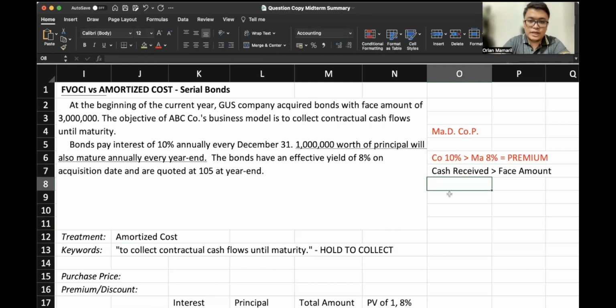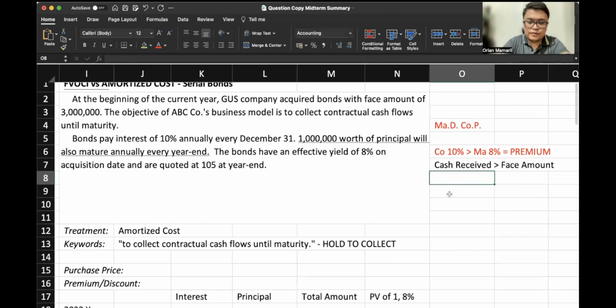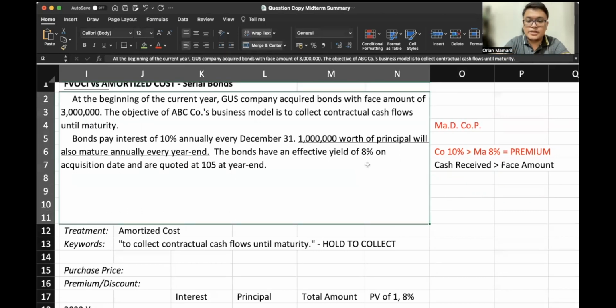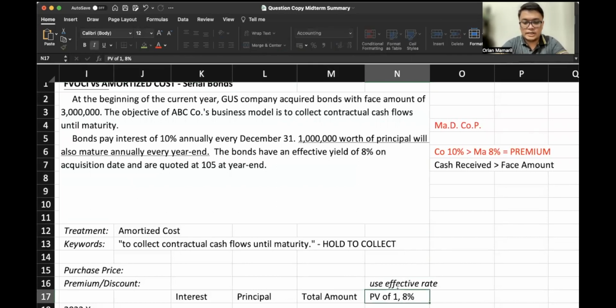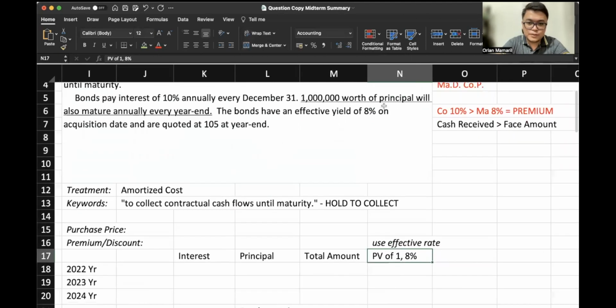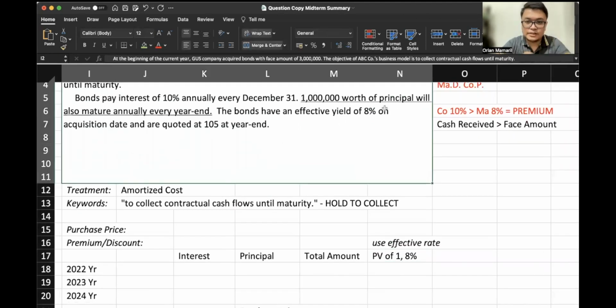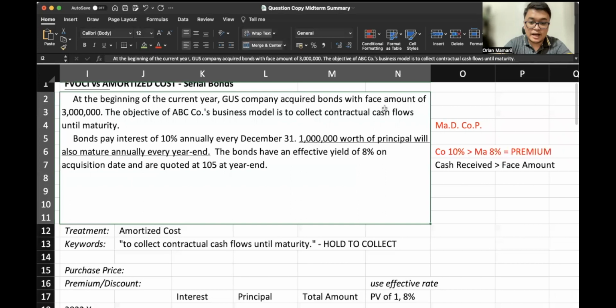Okay. So we need to compute for the purchase price, and that would be based on using the present value factor, which is based on the effective rate. So take note of that. In getting the purchase price, use effective rate. And we are using 8% here this time, not 4%, because the interest is being paid annually.